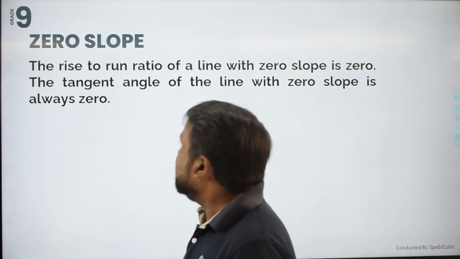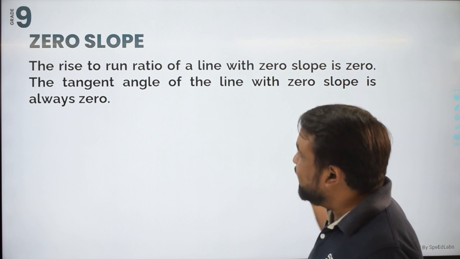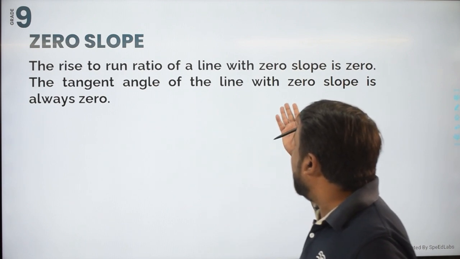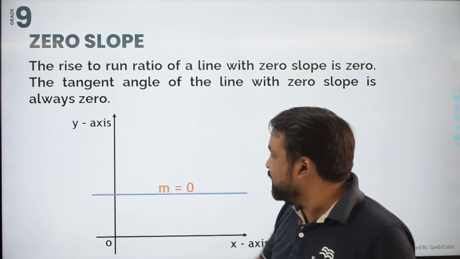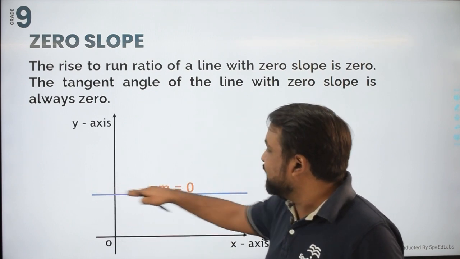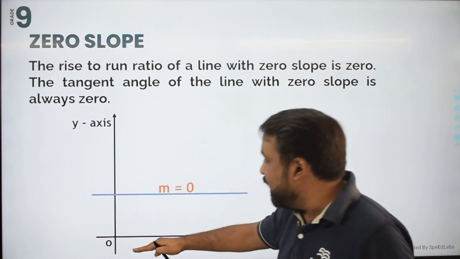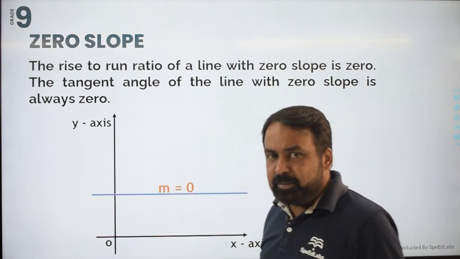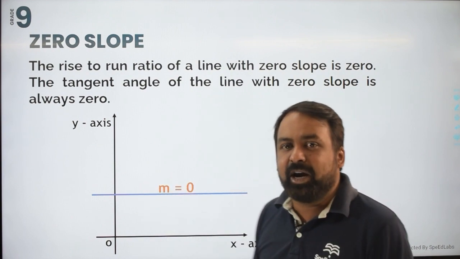Next one is zero slope. What is zero slope? The rise to run ratio of a line with zero slope is 0. The tangent of the angle of a line with zero slope is always 0. As you can see here, the angle made by this line with the x-axis is 0 degrees because these two lines are parallel. Therefore we can say that the slope of this particular line will be 0.